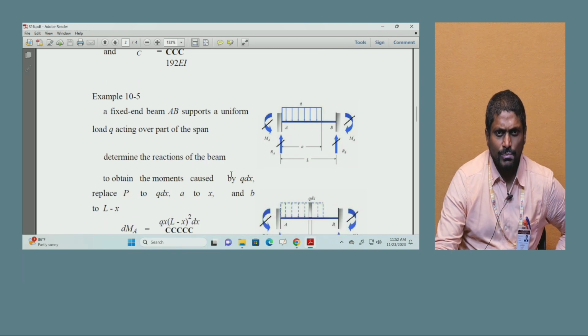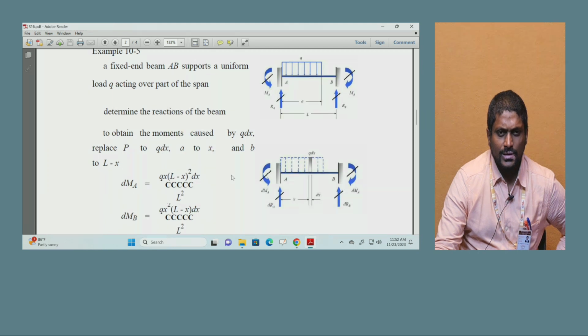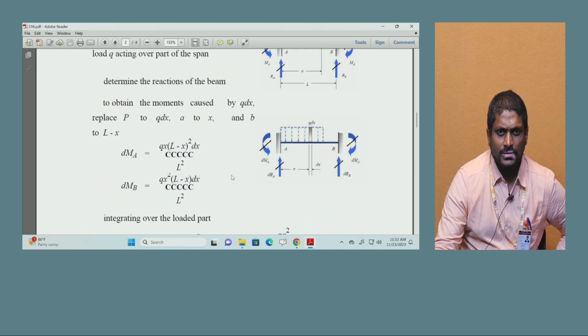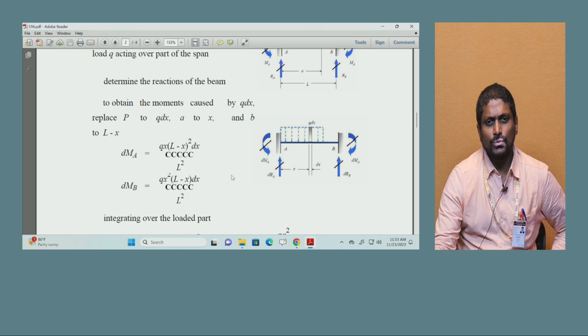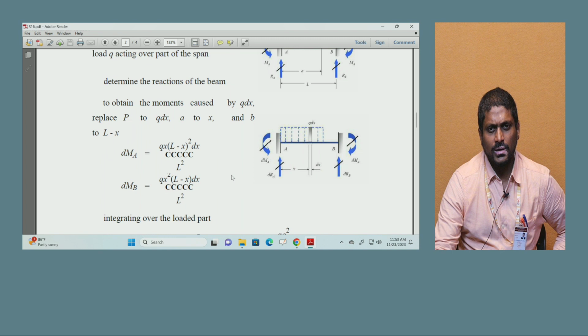To obtain the moments caused by q dx, replace P with q dx, a with x, and b with L minus x. Then dMA equals q x (L minus x) square by L square into dx, and dMB equals q x square (L minus x) into dx by L square.